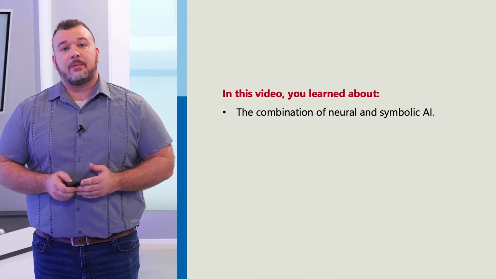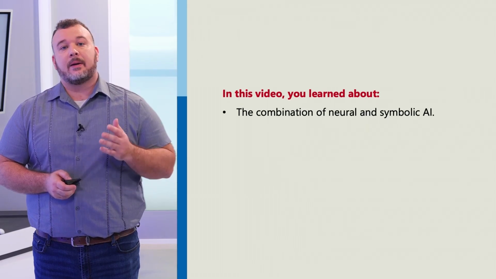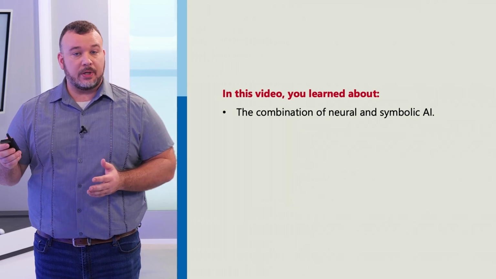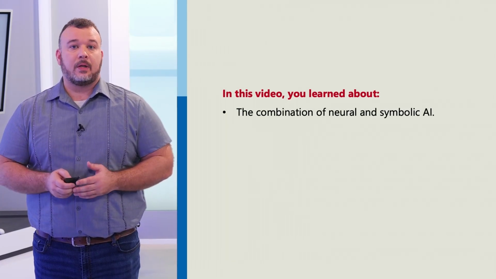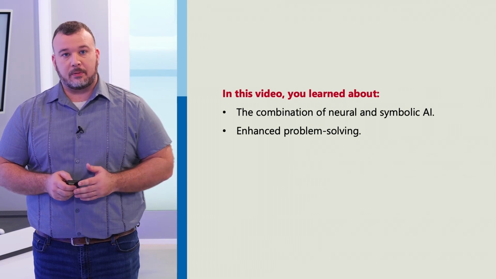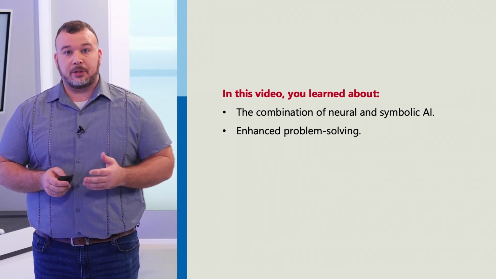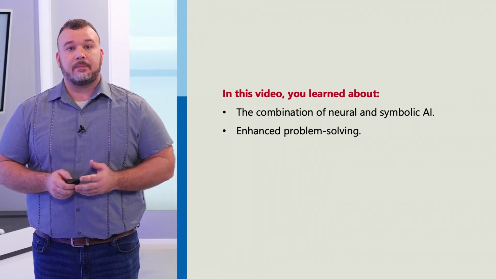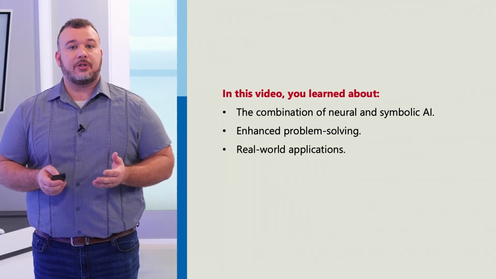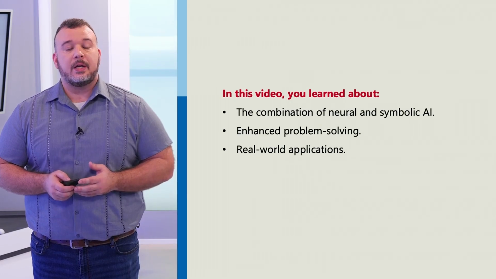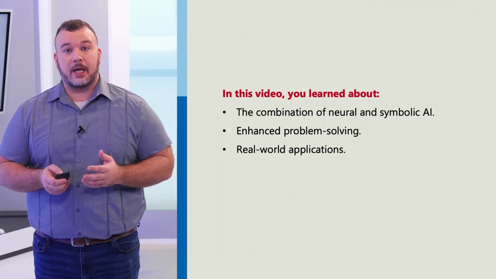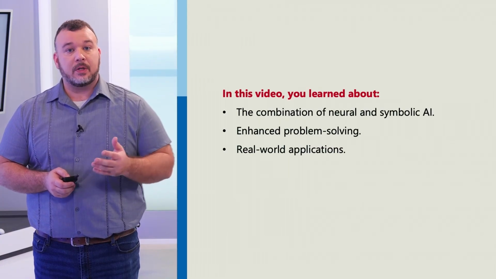In this video, you learned how neurosymbolic AI combines the pattern recognition capabilities of neural networks with the structured reasoning of symbolic AI. We explored why this approach is transformative for solving complex problems, such as integrating perception with logical decision-making. You also saw real-world examples, including applications in healthcare and legal analysis, demonstrating the potential of neurosymbolic AI to enhance accuracy and maintain interpretability during critical tasks.